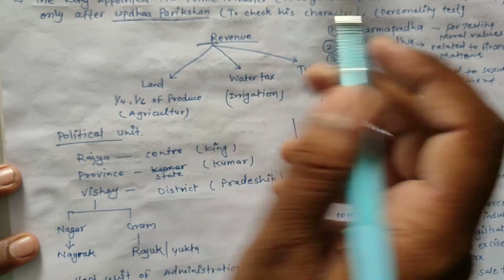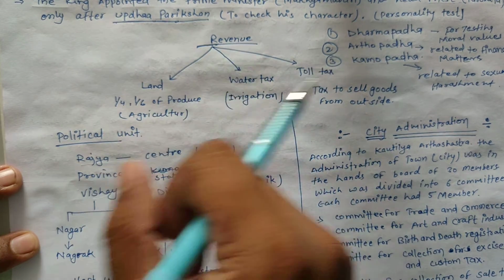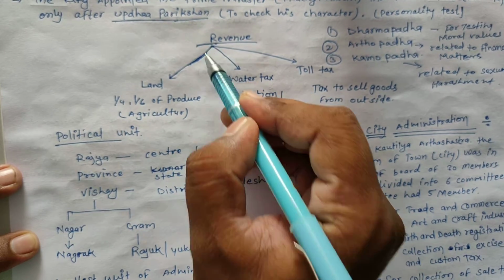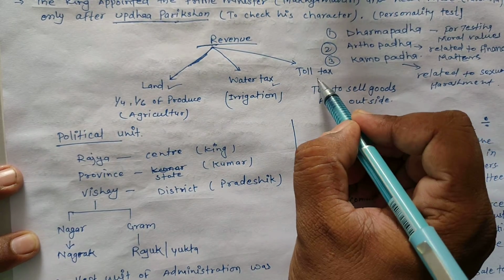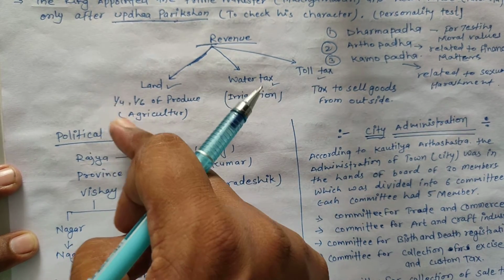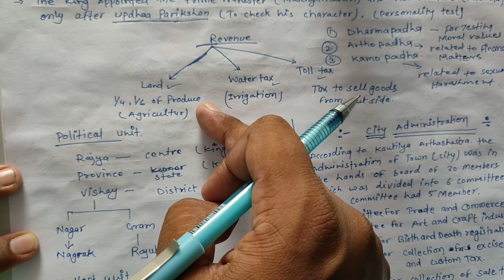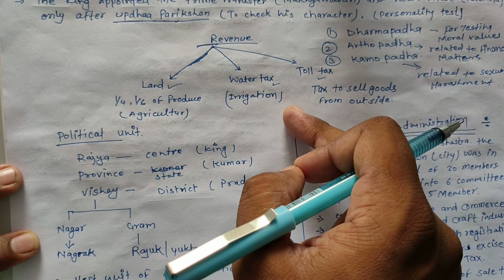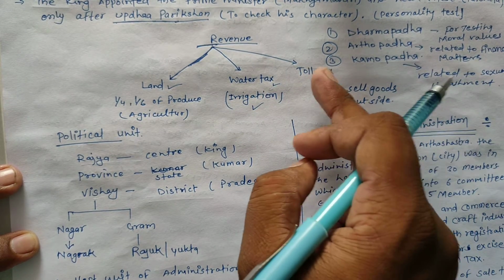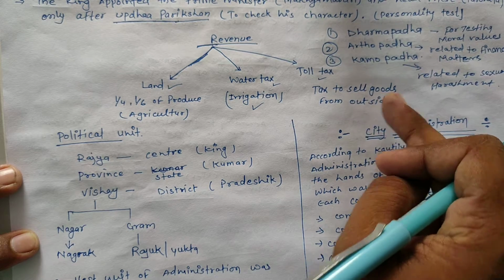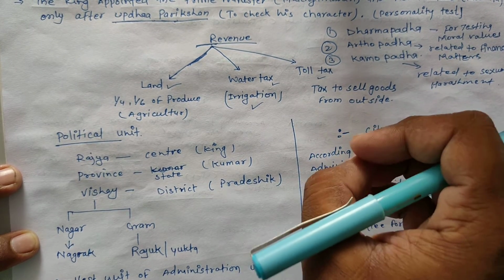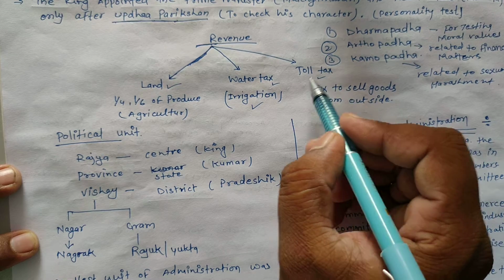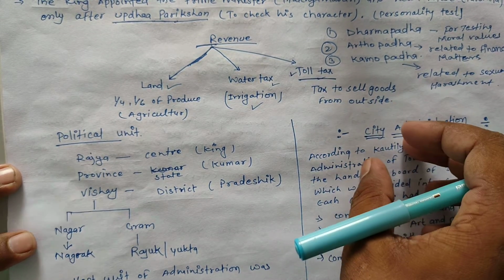Next topic: revenue was taken in 3 types. First, land tax, water tax and toll tax. Land tax was 1/4 to 1/6 part of the produce, imposed on agriculture. Water tax was imposed on irrigation. Toll tax was imposed on goods sold from outside, meaning goods sold outside the Mauryan Empire.